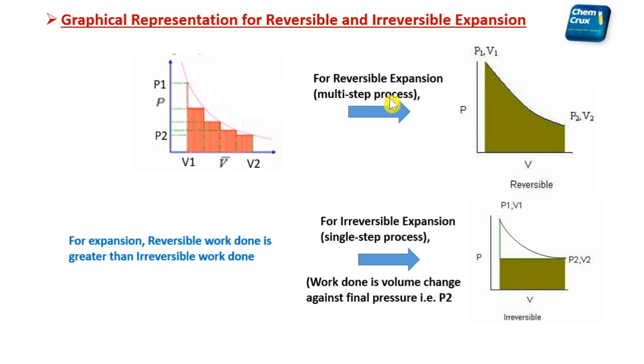Thus, from the graphical representation, we can see reversible work done is greater than irreversible work done, because in reversible work done, the area under the curve is the net work done, whereas in the irreversible work done, only this portion is the net work done. So, for expansion, we can say in reversible work done, you will obtain the maximum work done, which we have proved mathematically in our previous slides. Correct?